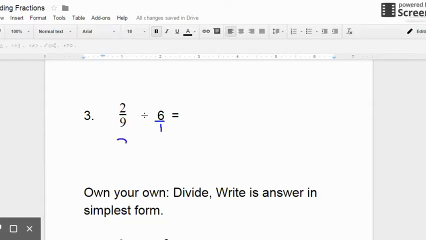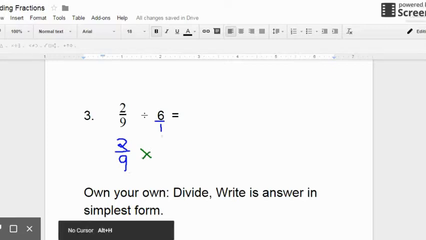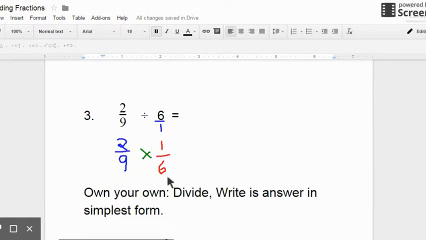Keep the first fraction the same, 2 over 9. We're going to change the division to multiplication, and then we're going to flip this, so 1 over 6. Now, once again, you can do the cross canceling, cross simplification with the 2 and the 6, or we can multiply straight across. I'm going to do method 1 again. Most people like method 1 because it's straightforward.